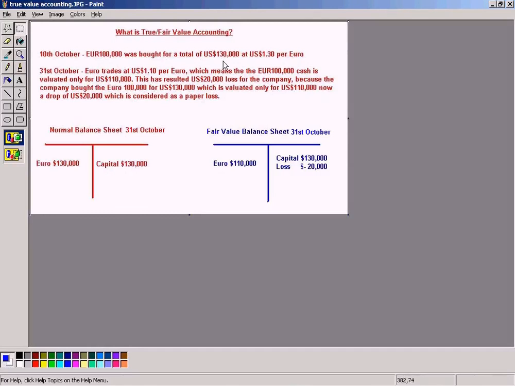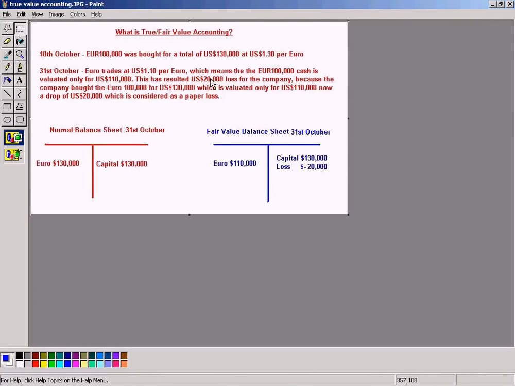that it has at the time at $130 per euro. So all the 130,000 has been used up to purchase 100,000 euro. That was on 10th October. But on 31st October, when we're supposed to prepare the financial statements, it has two options to present the financial statement.